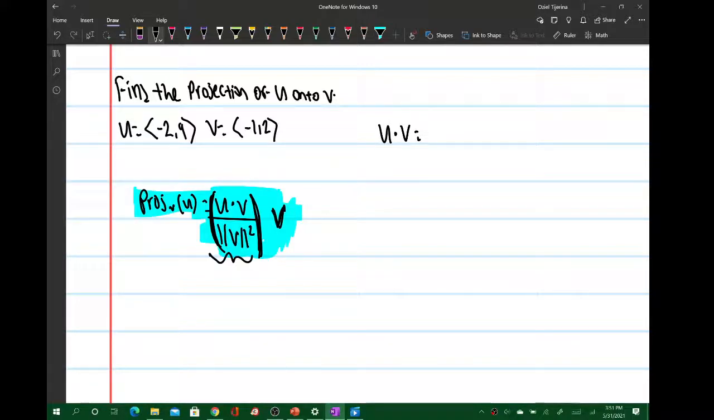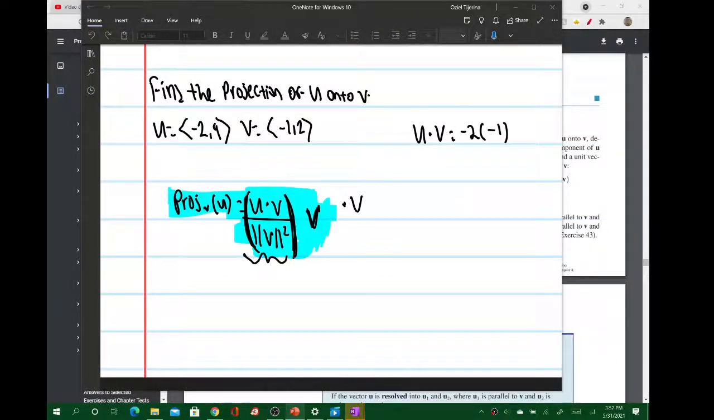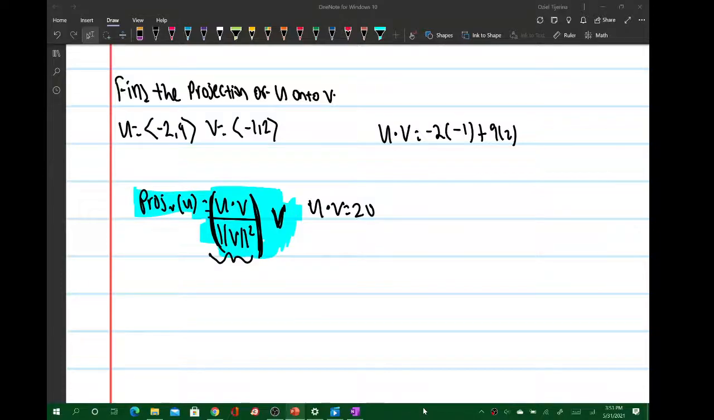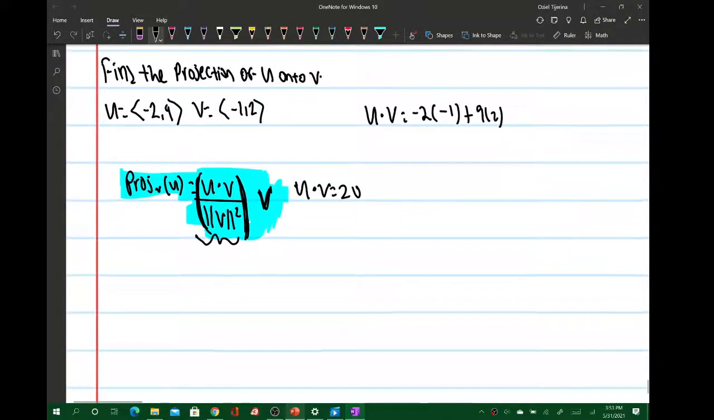So u dot v is going to be negative 2 times negative 1 plus 9 times 2, right? So then we have 2 plus 18, which is 20. So u dot v is 20. Right, so that's u dot v. And so we then find the magnitude of v.